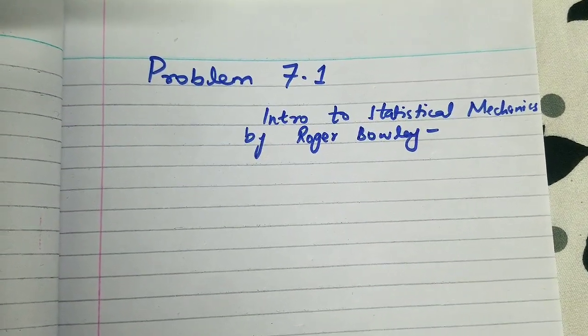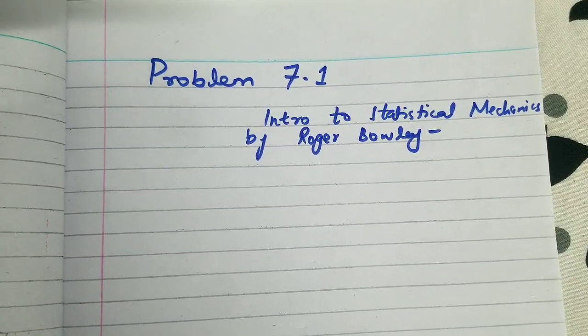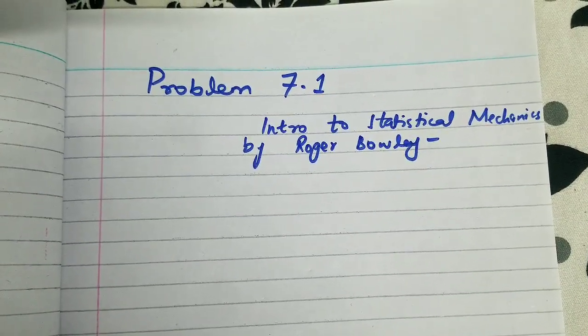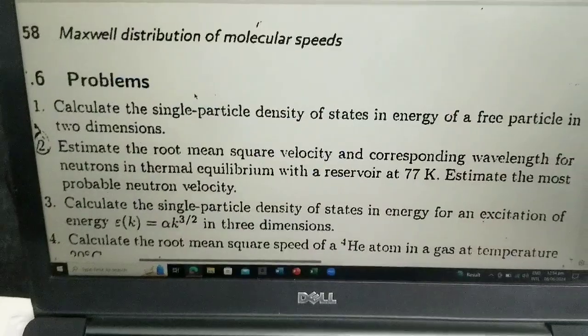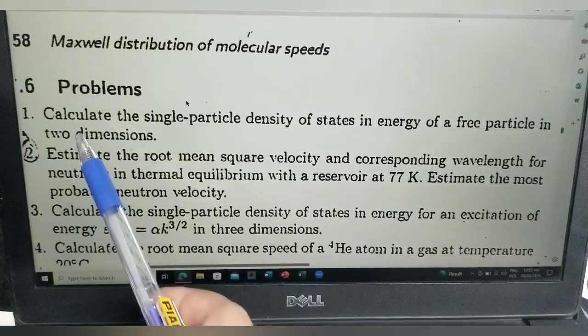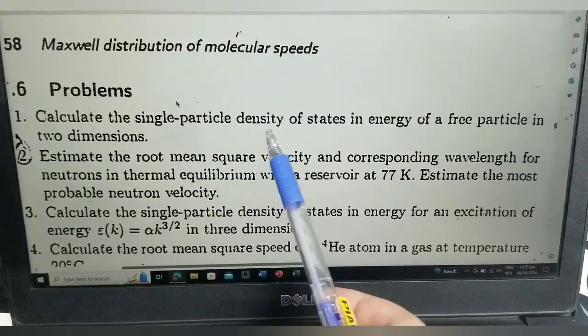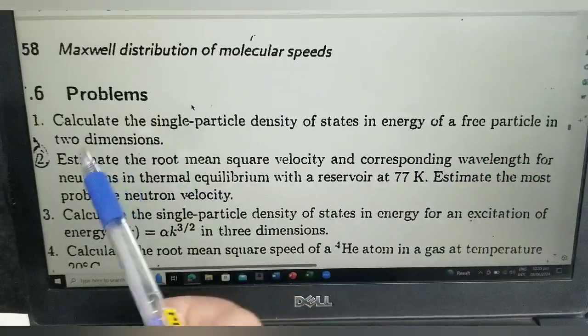In this video we are going to solve problem 7.1 from Introduction to Statistical Mechanics by Roger Bowley. Let's see the problem statement and then we'll dive into the solution. This is the problem statement. The first one: calculate the single particle density of states in energy of a free particle in two dimensions.